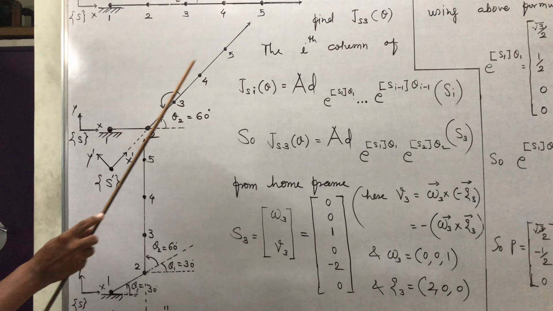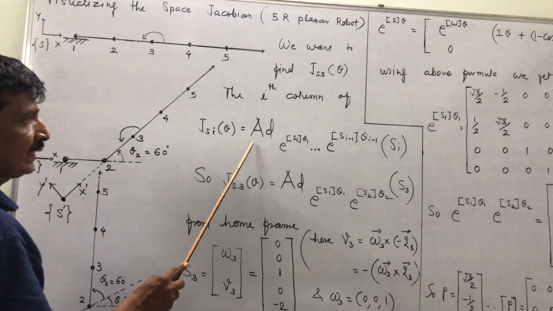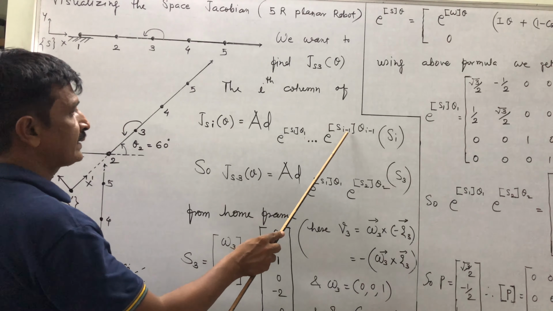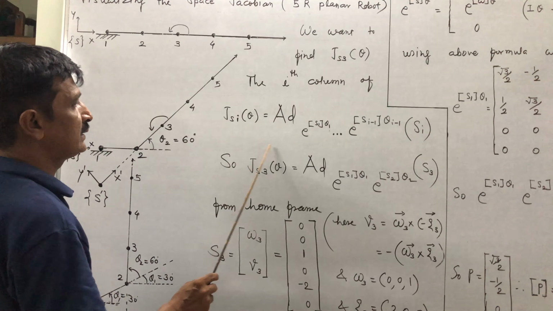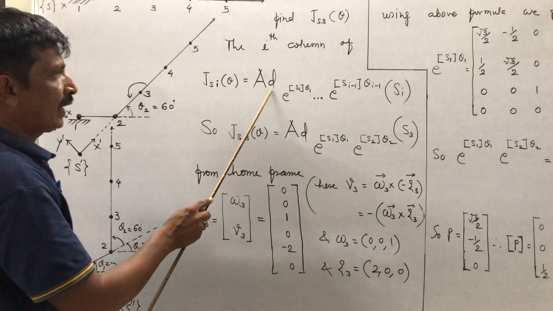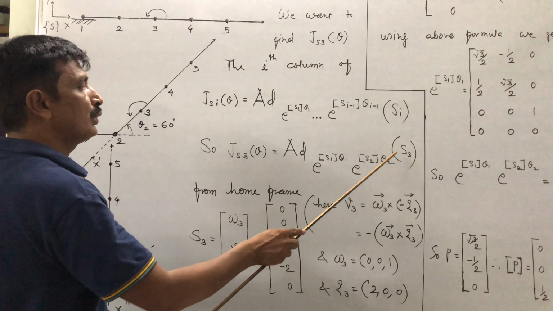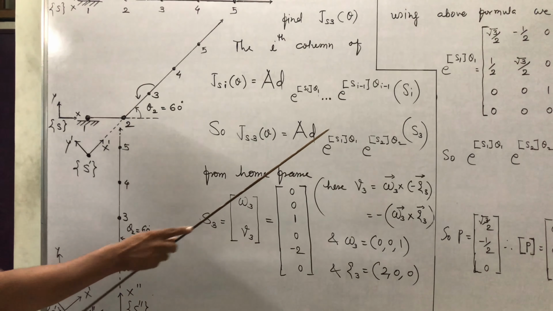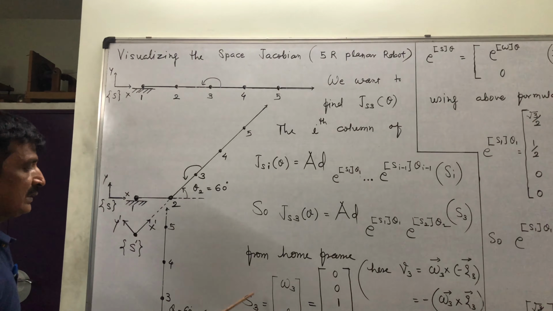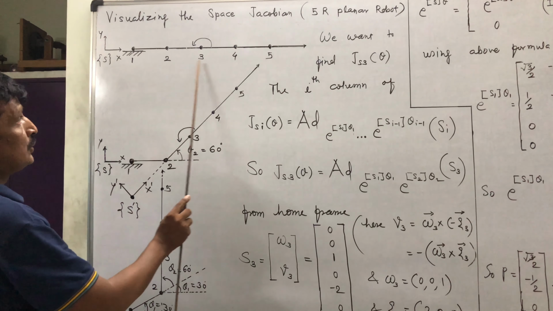We want to find Js3 of theta, and the formula is: the ith column of Jsi of theta is the adjoint representation of e raised to s1 theta 1 ... e raised to s(i-1) theta(i-1), into si. This is the formula. So Js3 of theta, according to this formula, is the adjoint representation of e raised to s1 theta 1 into e raised to s2 theta 2, into s3. S1, S2, S3 are screw axes, defined for the home frame only, the 0 frame.